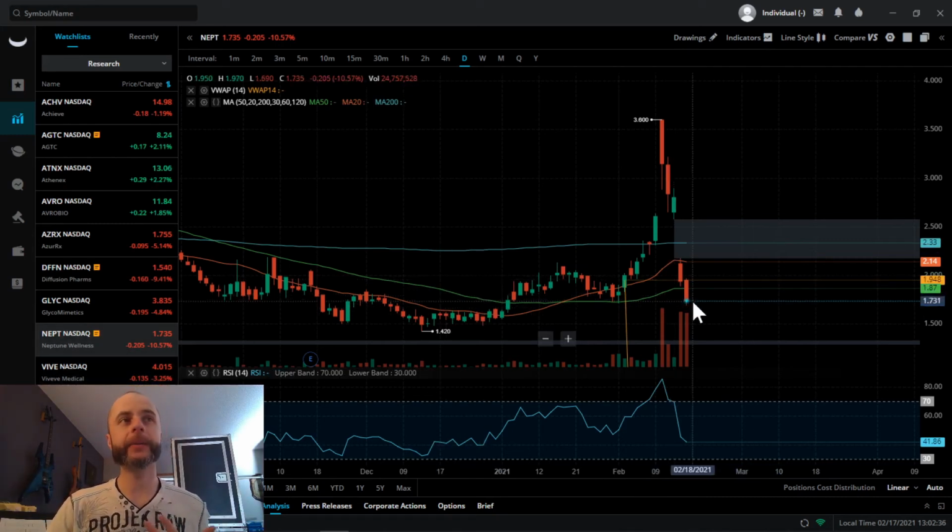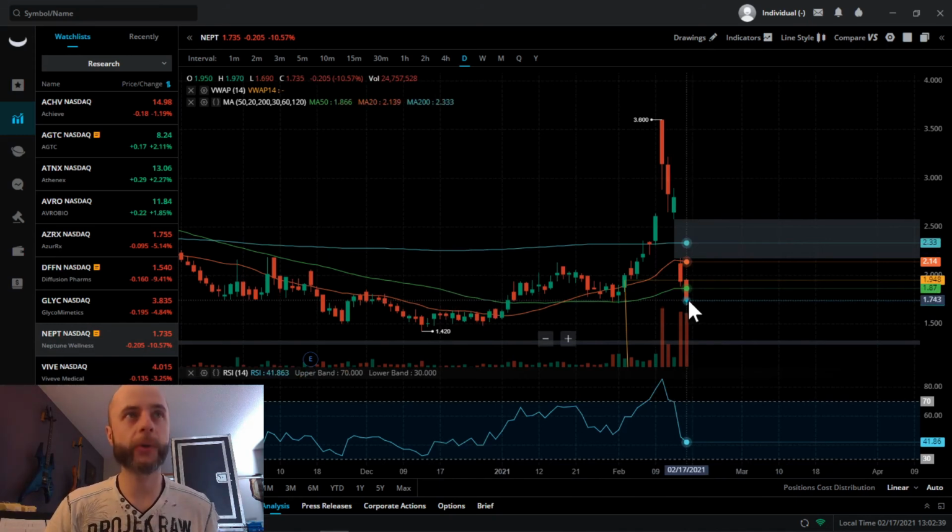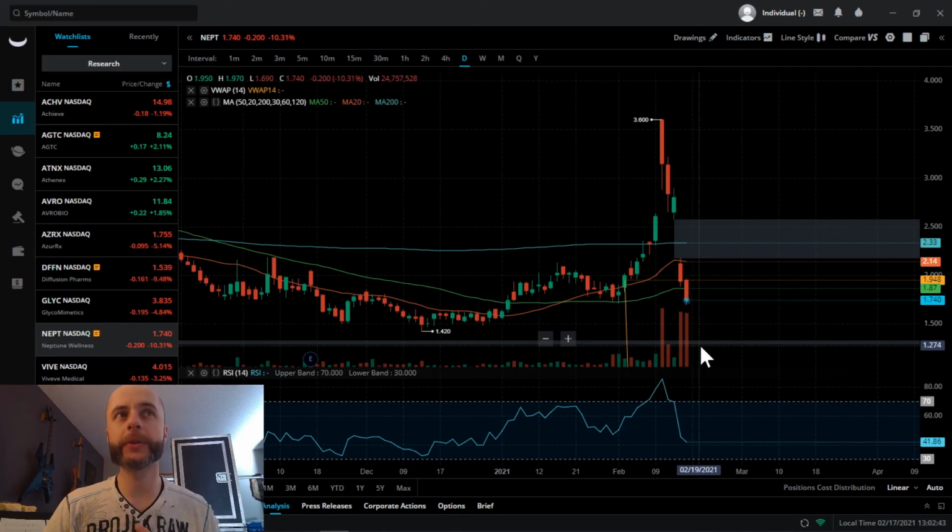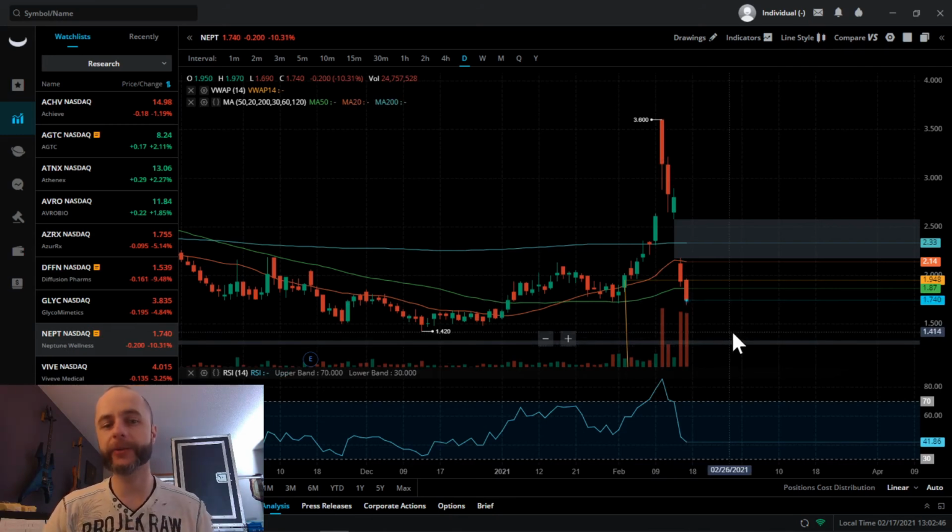So again, is this a perfect play? No, of course not. There's no such thing as a perfect play. I like it on a huge pullback like this where it's just lost 60-some% of its value from that peak price.